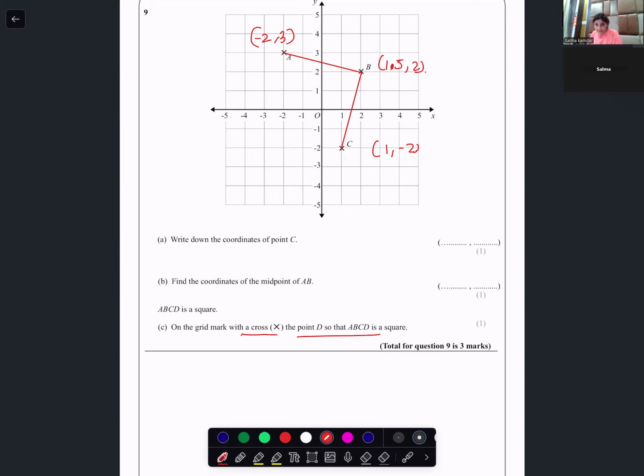How will I make a square? Let's see. Square. Will this line give me a square? No. Let's try. Square.